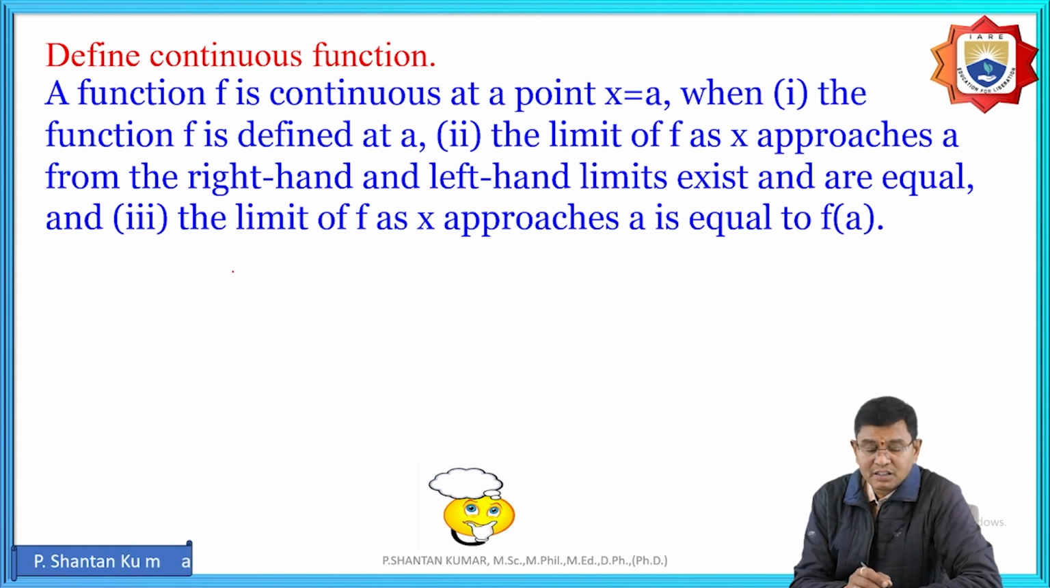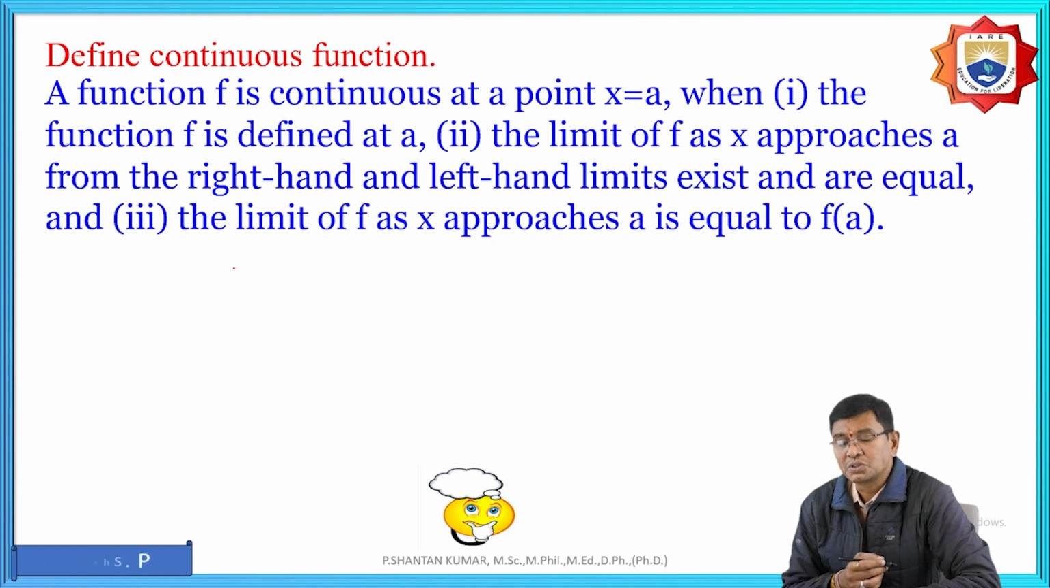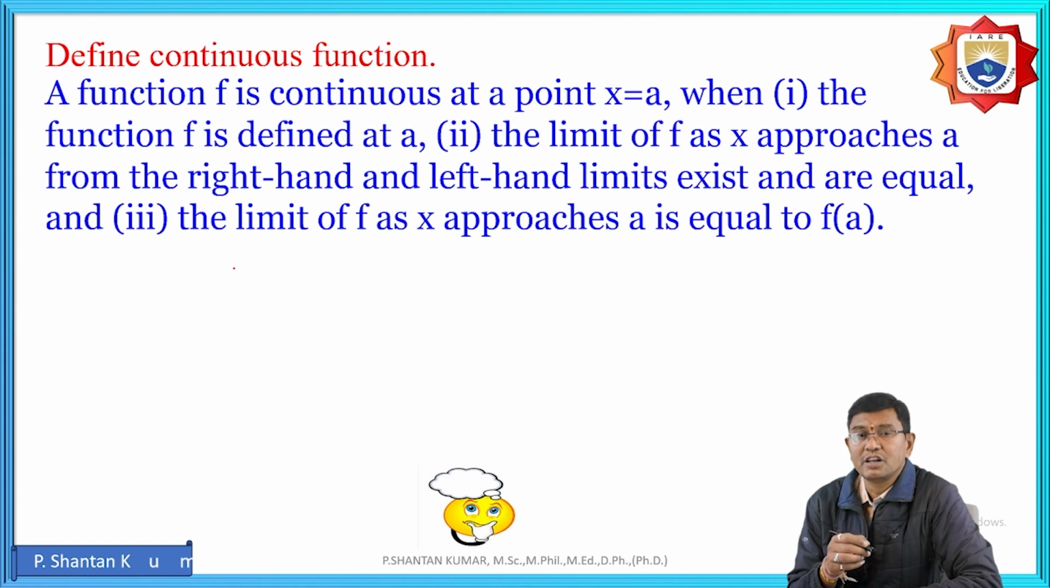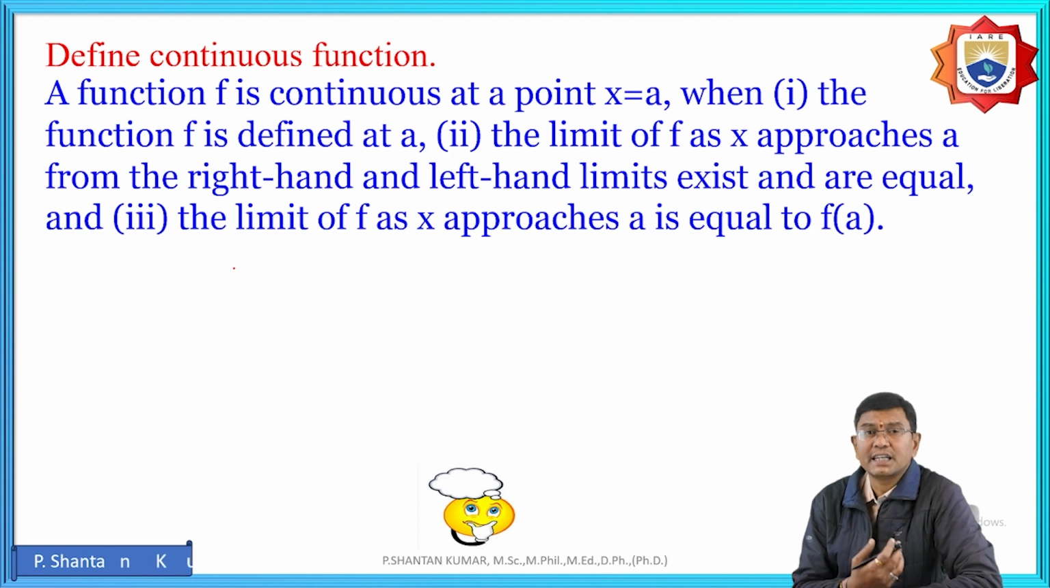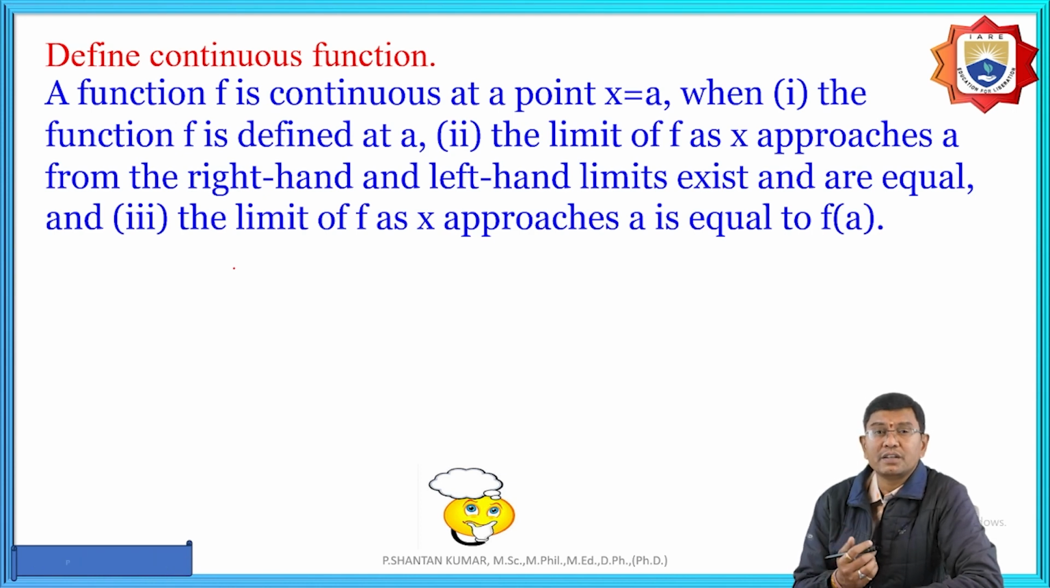The third condition: the limit of f as x approaches a is equal to f of a. That means the limit as x tends to a of f of x is equal to f of a. Together, when these three conditions are satisfied, then only the function is said to be a continuous function.